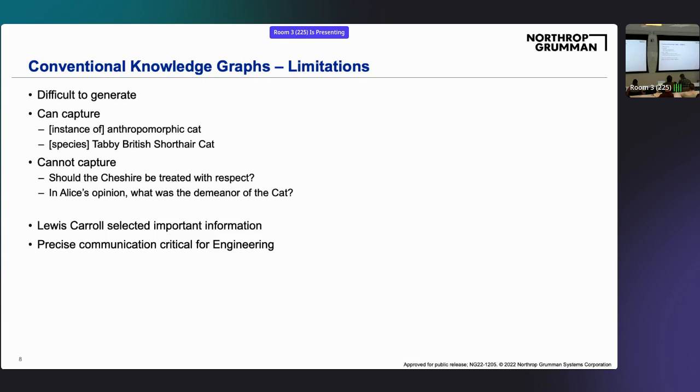These are pretty specific categories, but we are still missing: should the Cheshire Cat be treated with respect? Google Knowledge Graph has no idea. In Alice's opinion, what was the demeanor of the cat? Google Knowledge Graph has no idea. This information is way too fine-grained to stick into Google Knowledge Graph. If we wanted to include all that information, it would be massive, and there would be so many relationships that it would be really hard to maintain.